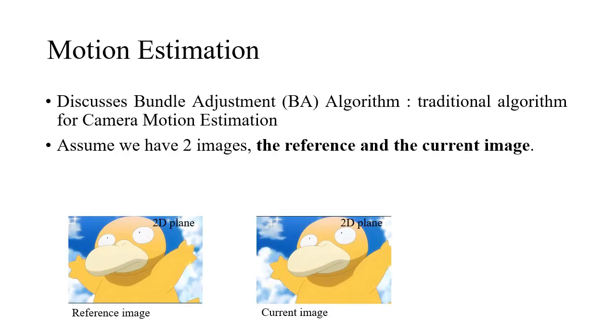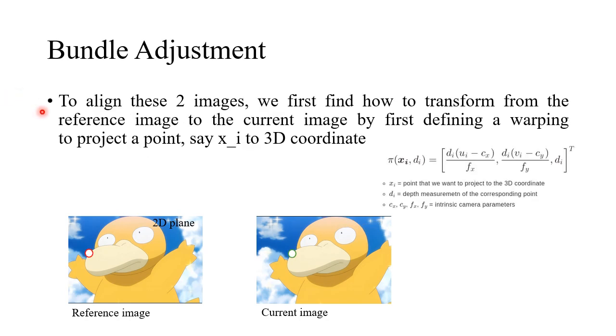This part discusses the bundle adjustment algorithm, which is also called BA, a traditional algorithm for camera motion estimation. Now we first assume that we have two images, the reference and the current image, like the picture below. The current image is slightly to the right, and the reference image is the normal image. We want to align these two images. Aligning these two images means that we want to connect the reference image with the current image, for example, this red dot with the green dot.